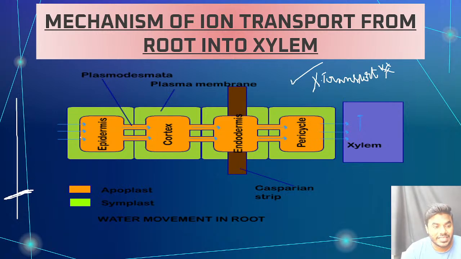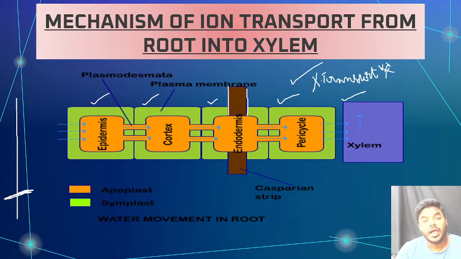What do we call the extension of the root hair? The extension of the root hair is called the epidermis. After the epidermis, there is a cortex. After the cortex, there is an endodermis. Everyone knows very well the endodermis contains what, friends? Casparian strip. Then followed by the pericycle, and friends, ultimately xylem.